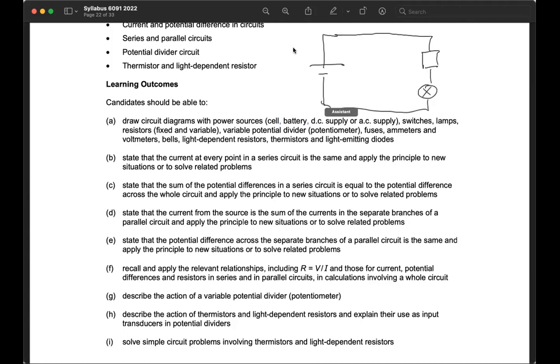Okay, is this the same circuit as just now? Same circuit, right? One resistor and one bulb. So we are going to talk about the third thing now. Okay, the potential difference in a series circuit. All right. Okay, so what actually happened in a series circuit?